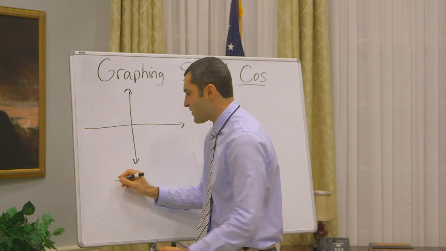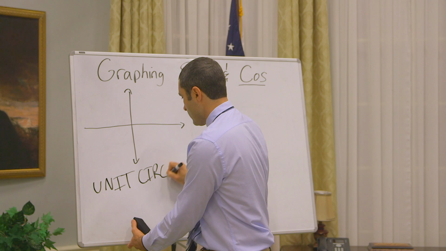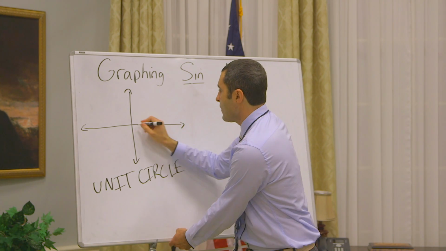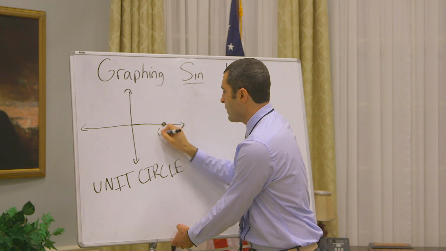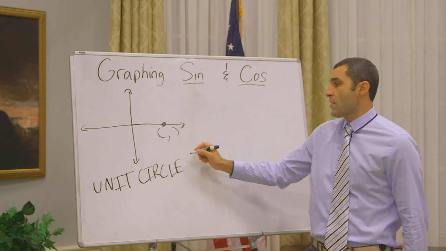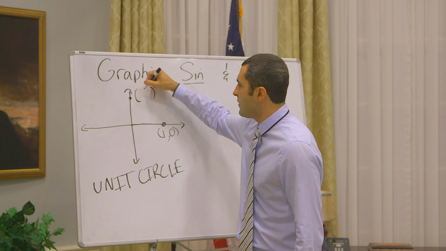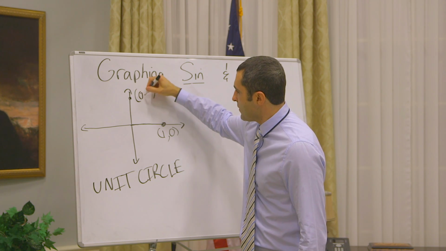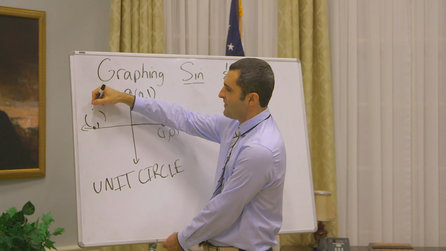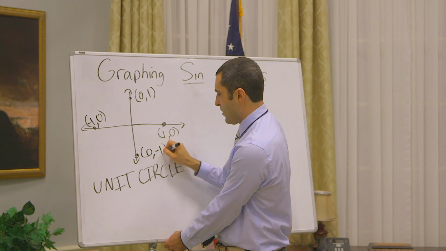Now, if we're talking unit circle, the unit that we're talking about is a radius of 1. So imagine if this is a radius of 1, what would this point be? 1, 0. Very good. And then what would this point be? That would be 0, 1. That's right. You can project your voice. What's this? Negative 1, 0. Bravo. And finally, 0, negative 1. Bravo.